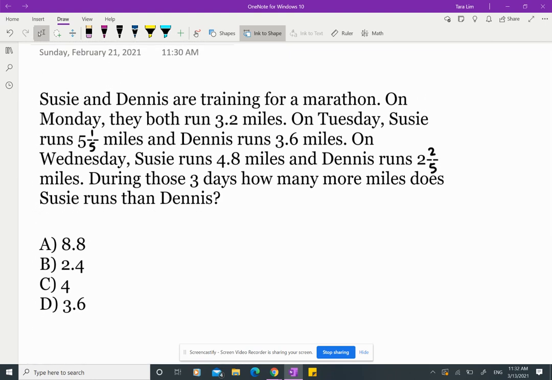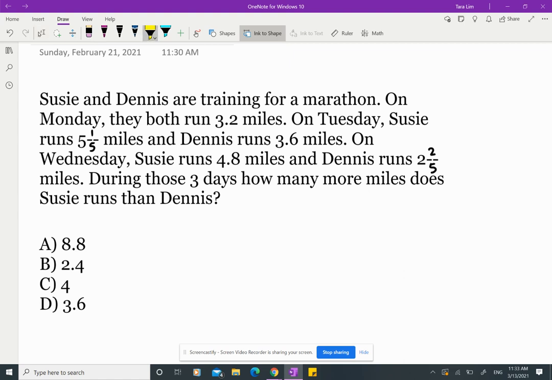Susie and Denise are training for a marathon. On Monday, they both run 3.2 miles. On Tuesday, Susie runs 5 and 1 over 5 miles, and Denise runs 3.6 miles. On Wednesday, Susie runs 4.8 miles, and Denise runs 2 and 2 over 5 miles. During those 3 days, how many more miles does Susie run than Denise?